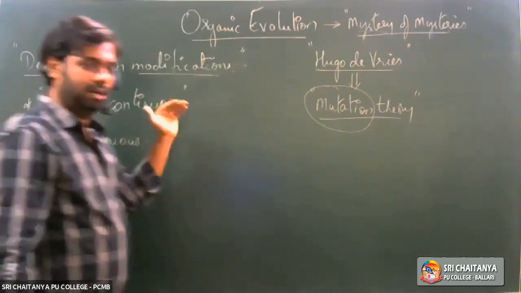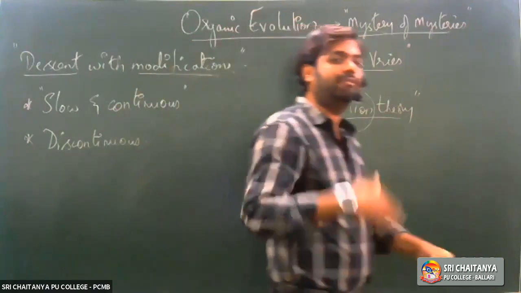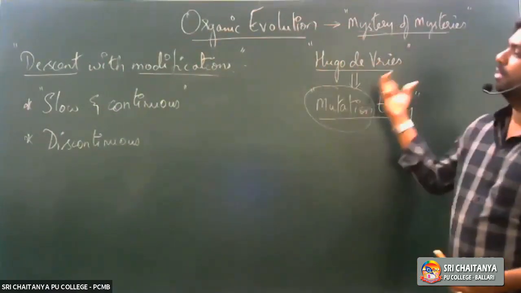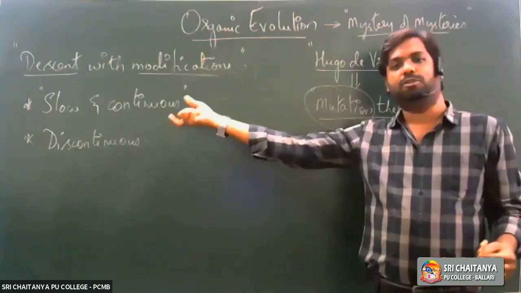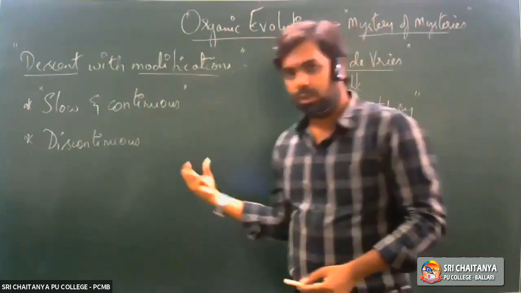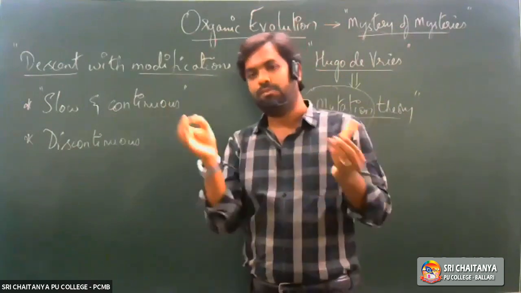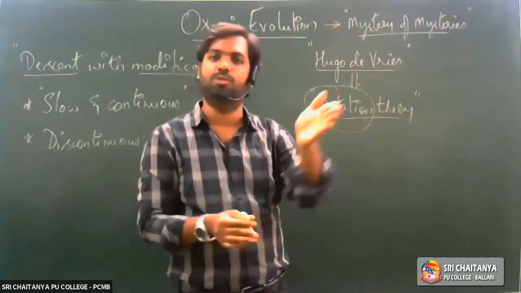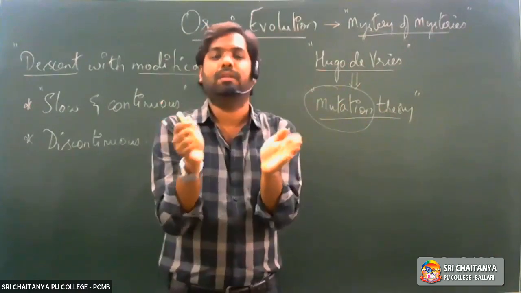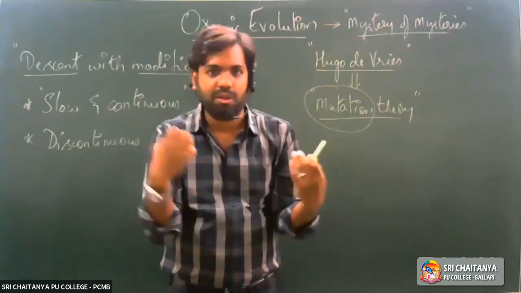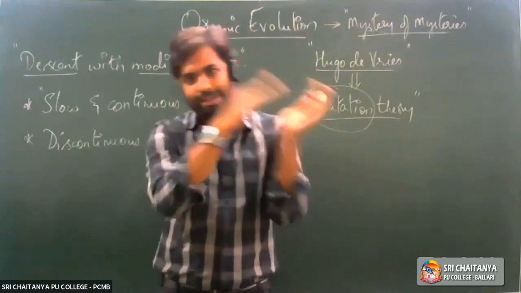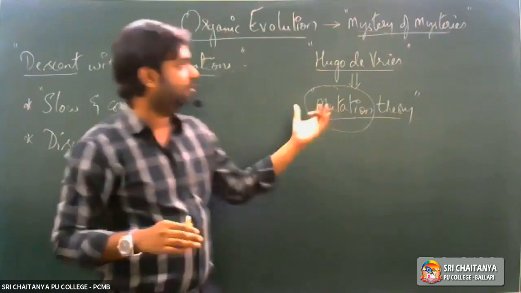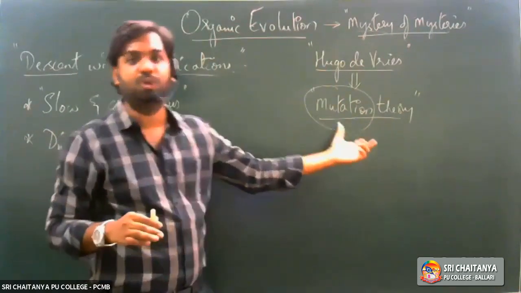Just like what Darwin said. Darwin said that evolution is a continuous process. But what Hugo de Vries says is evolution is not a continuous process. It is a discontinuous process, because the reason for formation of a new species is this mutation, which is not a continuous process. Once there is mutation happening in the organism, new changes are seen in that organism. Those changes are passed on to the next generation, leading to the formation of a new species. That is what we have with the theory called mutation theory.